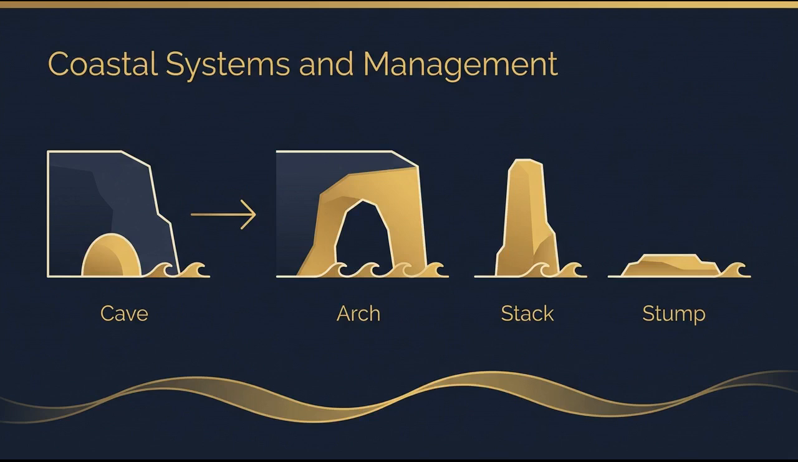stump. To protect coastlines from this erosion, we use coastal management strategies. Hard engineering approaches include building seawalls, offshore breakwaters, and groins. While groins successfully interrupt longshore drift to trap sediment and build up the updrift beach, they have a major disadvantage. They often starve the downdrift beaches of sand, potentially worsening erosion elsewhere.